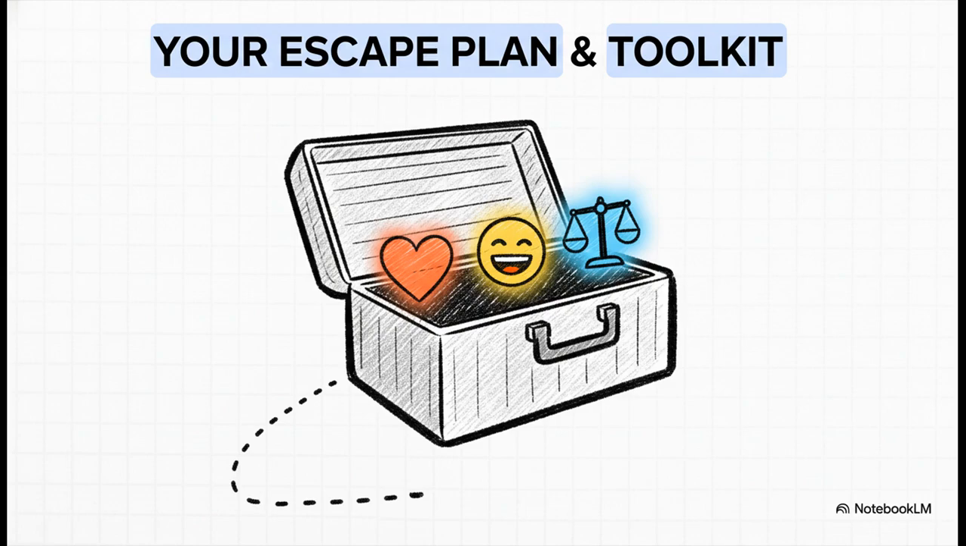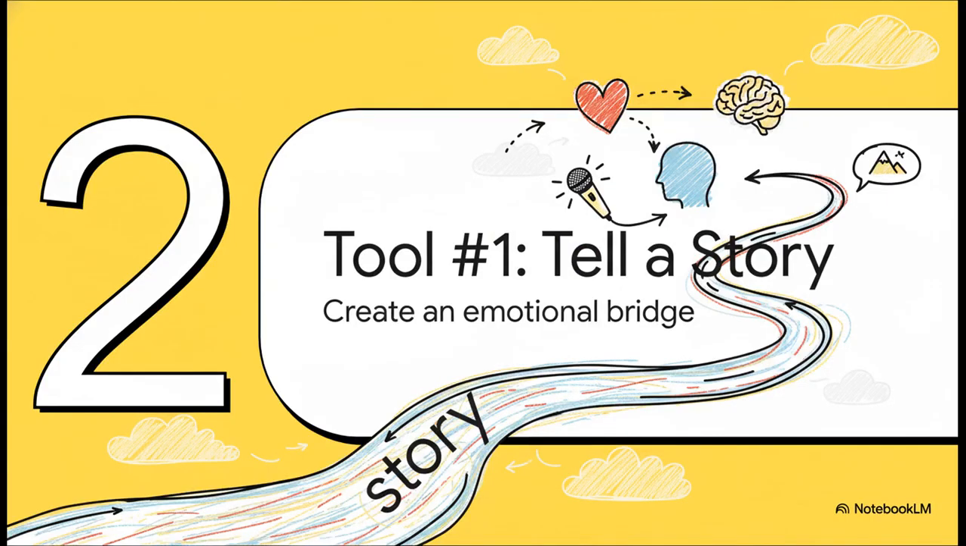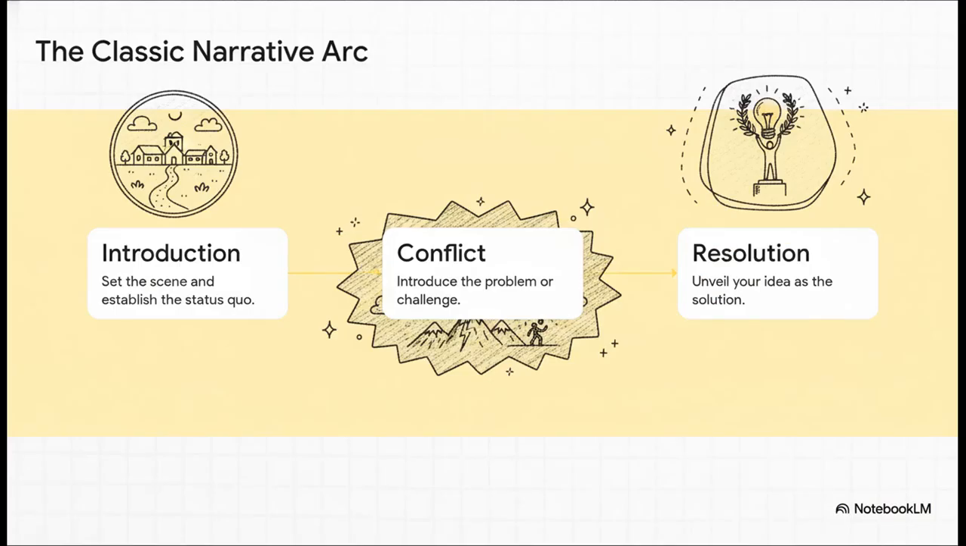It sticks. Okay, first step in our toolkit is maybe the most powerful communication device ever invented: storytelling. A good story isn't just fluff you add at the beginning. No, it's the emotional bridge that you build between your facts and your audience's hearts and minds. It's everything. And listen, you don't need to be some master novelist to pull this off. The classic narrative arc is just beautiful in its simplicity. First, you set the scene. What's the world look like right now? Then you introduce the conflict. What's the problem we're all facing? And finally, you unveil the resolution. And that's where your idea, your product, your data becomes the hero of the story.